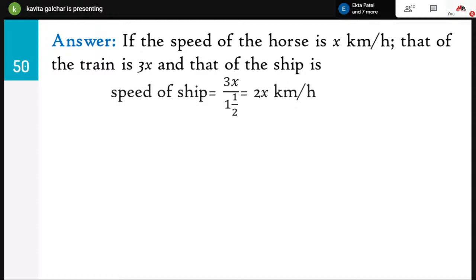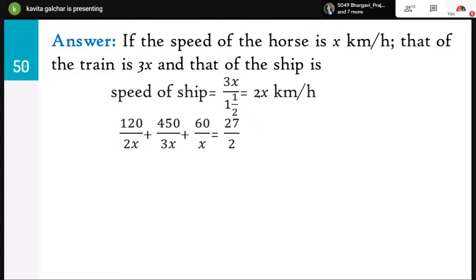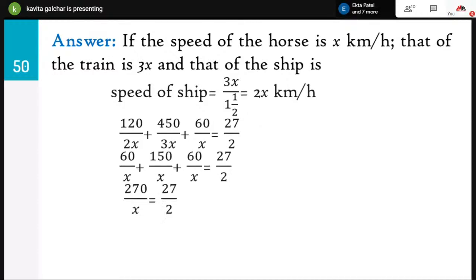So I have the speed of all the transportations in terms of x, and I have the total time. After converting that time into fractional form, I am getting 27/2, and using the distance and speed formulas, I will get the equation 120 upon 2x, 450 upon 3x, 60 upon x. Distance traveled by the horse is 60 and the speed is x. Distance traveled by the ship is 120 and the speed is 2x. And the distance traveled by the train is 450 and the speed is 3x. By solving this, you will get the equation 270 upon x equals 27/2.